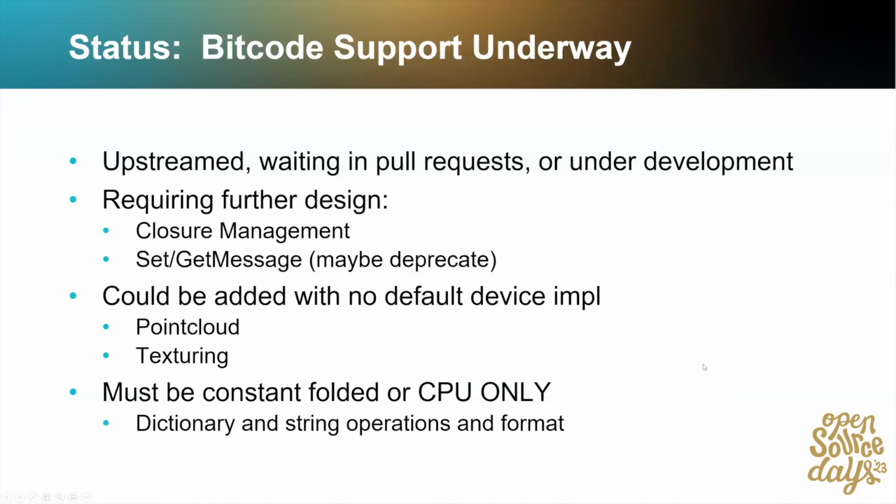So, current status of this: the bitcode support is underway. A lot of it's upstream or waiting in pull requests or actively under development. There are some things requiring future designs, such as closure management, and set and get message, which might be deprecated. There are features that could be added with no default device implementation, like point cloud and texturing. And there are certain features that either need to be constant folded in your shader by the time it executes, or would only work on the CPU, such as dictionary and string manipulations, such as format.